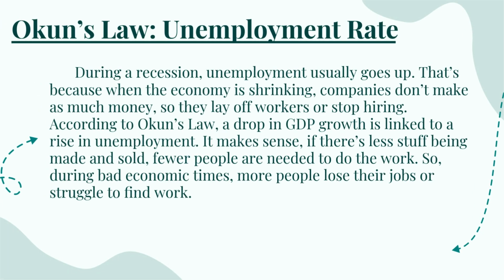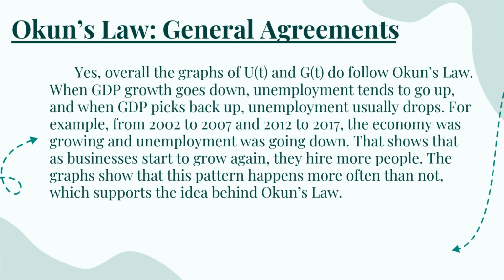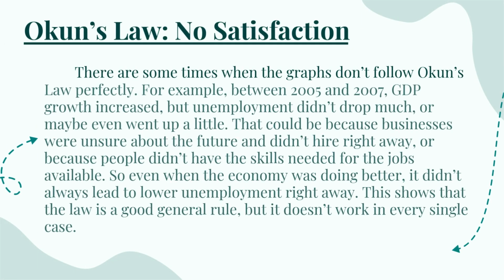According to Okun's law, a drop in GDP growth usually leads to an increase in unemployment. This makes sense. Less production means fewer jobs, so companies either lay off workers or stop hiring. In general, the graphs support Okun's law. For example, between 2002 to 2007 and 2012 to 2017, GDP was growing and unemployment was falling. This shows that when the economy grows, companies tend to hire more.